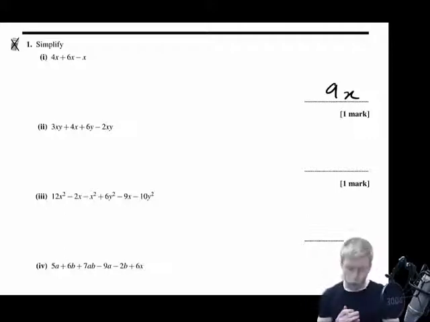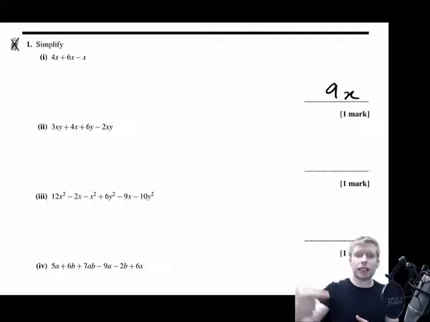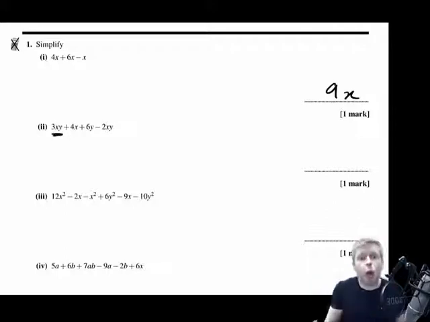So I have 3xy plus 4x plus 6y take away 2xy. Well, the first thing I need to do is figure out what are the like terms. Are you happy that the 3xy is a term and I have a 2xy? They are like terms because they both have an x and a y in. The other two terms, there's no other terms in common. There's no other x terms with just an x in. There's no other y terms.